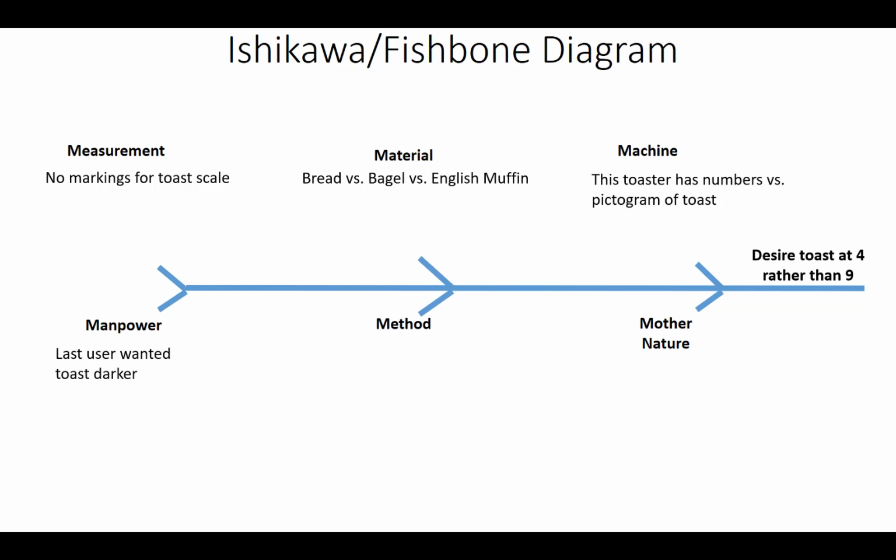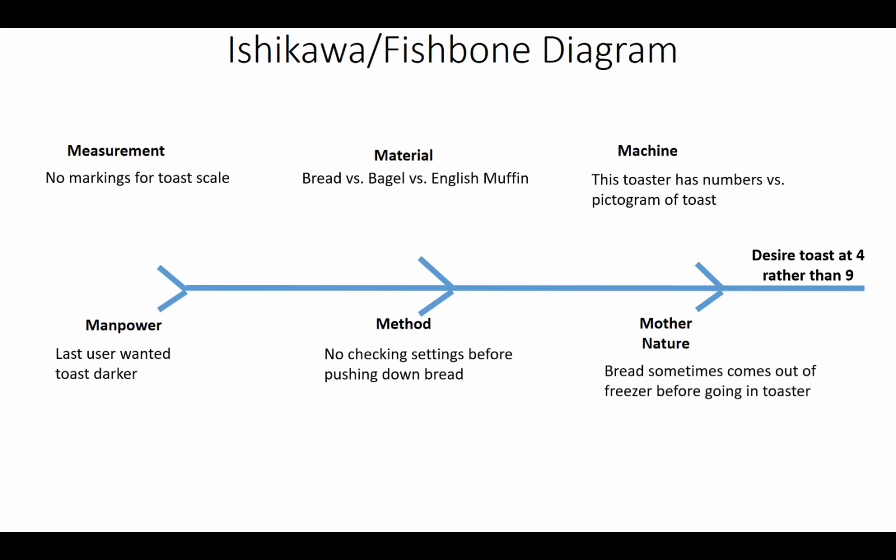Manpower: maybe our roommate wanted the toast darker last time they used it. So we have differences in operators. We don't have any procedures. Maybe we didn't check our settings before we pushed down the bread. That's our method: we are not checking our settings. And then Mother Nature. Maybe the bread came out of the freezer. Maybe that bread is already dried out and stale before we toast it. All of those things can affect our final outcome.